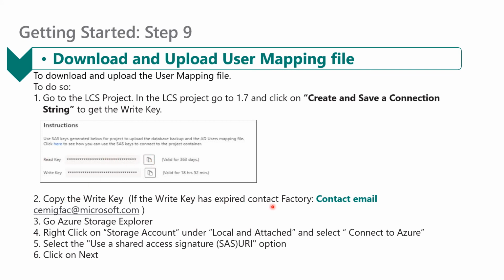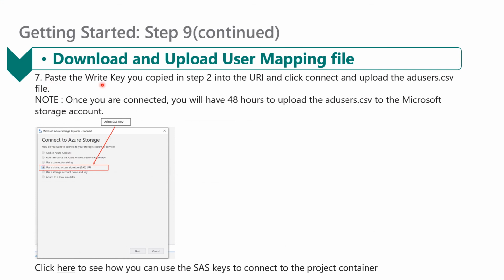If the right key has expired, contact Factory team and let them know so that they will renew the right key for you. Go to the Azure Storage Explorer, right-click on the storage account under Local and Attached, and select Connect to Azure. Select the Use a Shared Access Signature SAS URI option and click on Next. Now paste the right key that you copied in Step 2 into the URI and click Connect to upload the Add User CSV file. Once you're connected, you will only have 48 hours to upload the Add User CSV to the Microsoft Storage account.